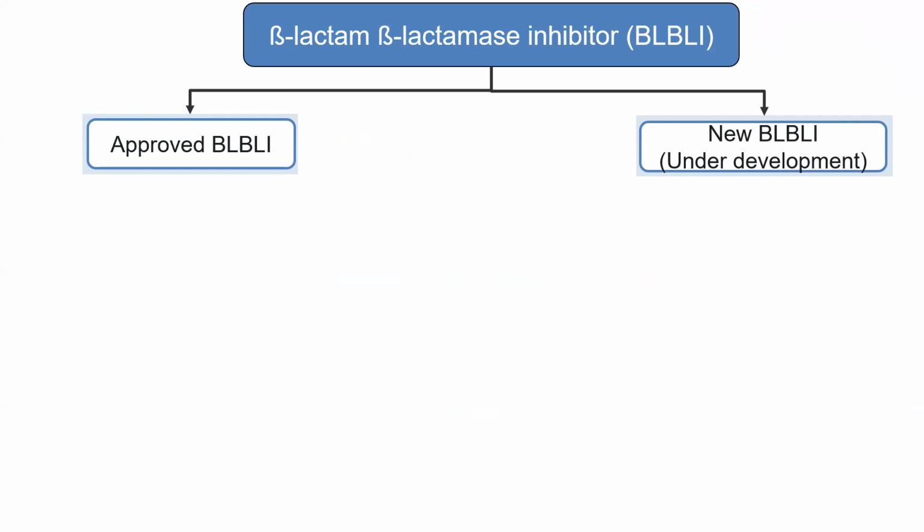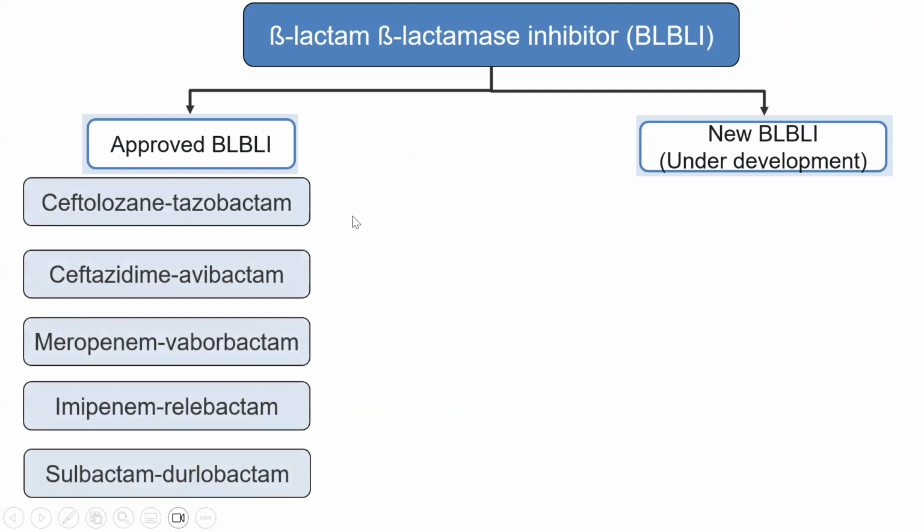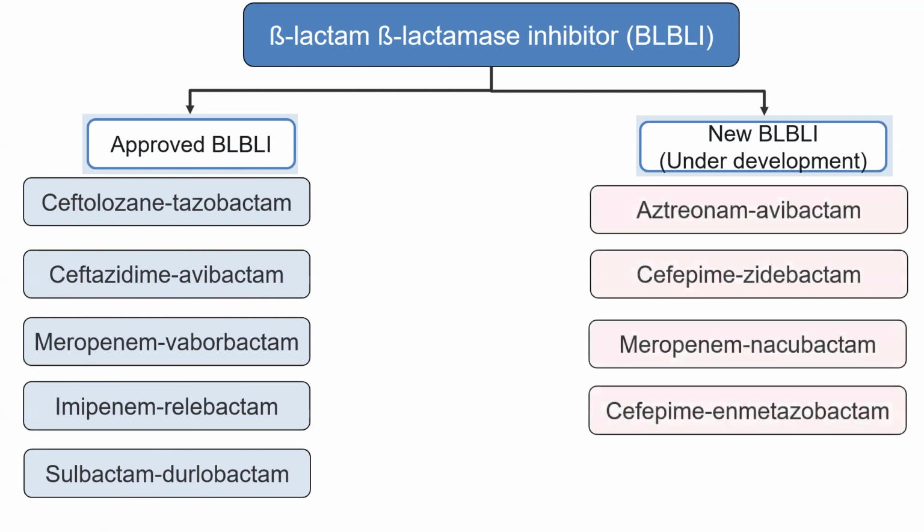The approved beta-lactamase inhibitor combinations are ceftolozane-tazobactam, ceftazidime-avibactam, meropenem-vaborbactam, imipenem-relebactam, and sulbactam-durlobactam. These are the newly approved combinations, but there are some new ones under development, like aztreonam-avibactam, cefepime-zidebactam, meropenem-nacubactam, and cefepime-enmetazobactam.